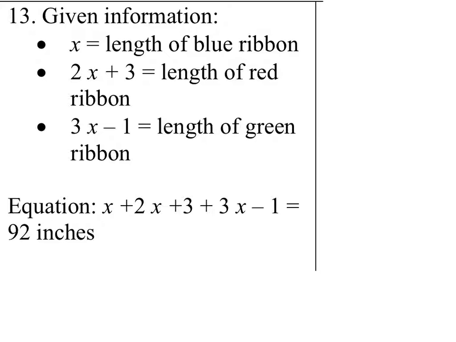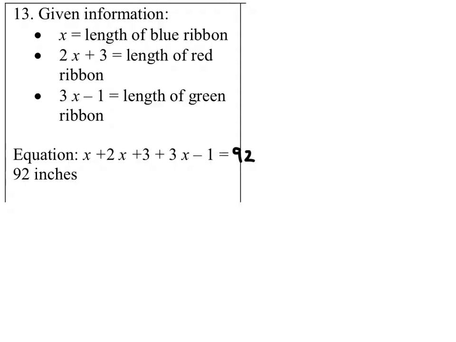You'll see. All right, X is the length of that purple ribbon. 2x plus 3 is the length of the red ribbon, and 3x minus 1 is the length of the green ribbon. And then we can see down here at the bottom that they just added them all together, and they were 92 inches right here. So, we'll solve these, but first we should write our word problem.